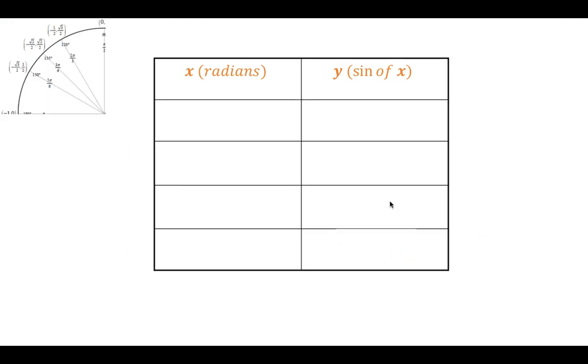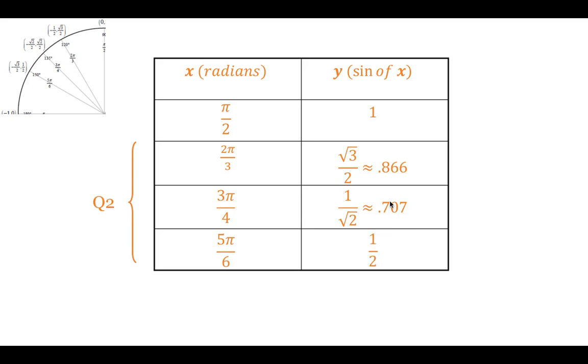Let's look at quadrant 2. My quadrant 2 values are going to be pi over 2, that's a boundary angle, and then I've got 2 pi over 3, 3 pi over 4, 5 pi over 6. Well, when my input is pi over 2, what's my output? What's that boundary angle? The sine is going to be 1. So it was increasing. We got to 1, and then what's going to happen? At 2 pi over 3, it becomes root 3 over 2. At 3 pi over 4, it's 1 over root 2, or root 2 over 2. So I've got some repeating values now. At 5 pi over 6, I've got 1/2. So in quadrant 1, it was increasing. In quadrant 2, my y values are decreasing.